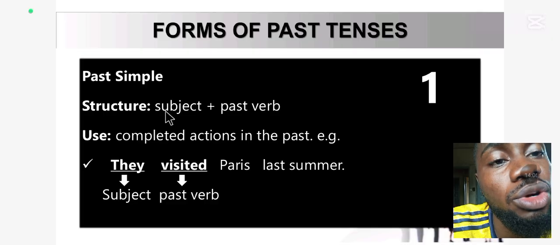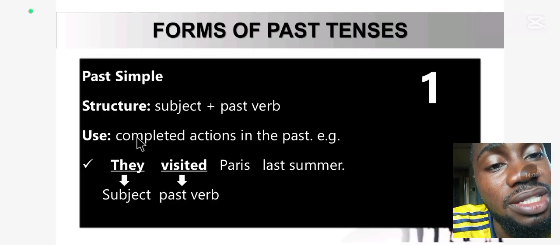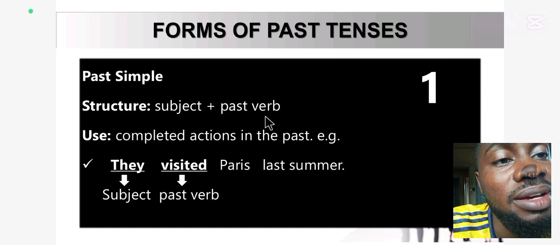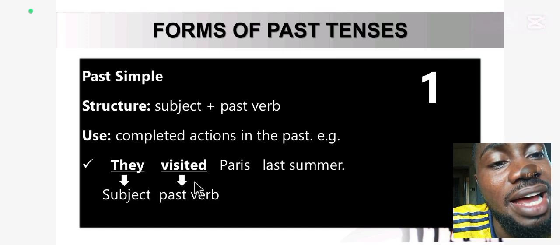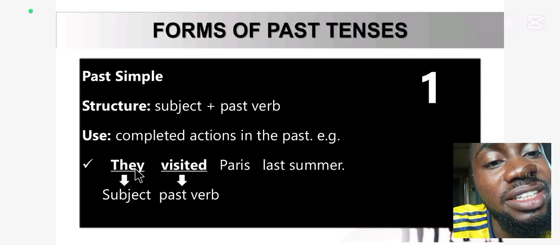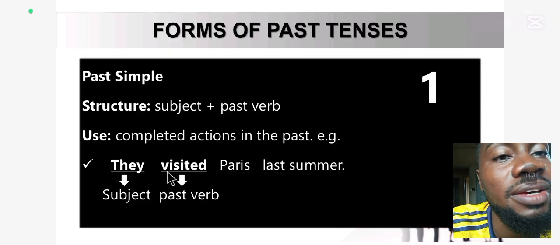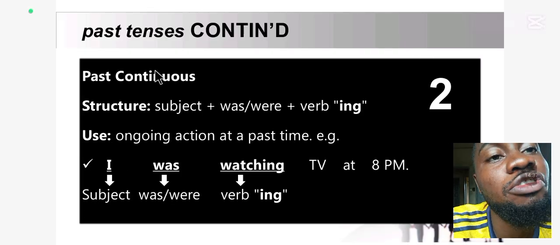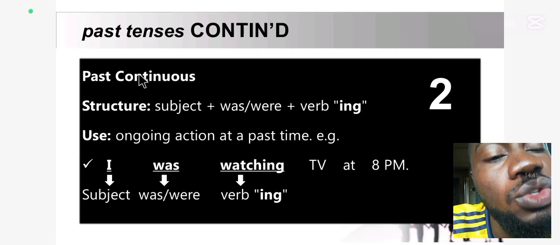Let's look at the structure. Does it have a subject? Yes, it has. They is the subject. Does it have a past verb? Yes, it has. Visited is a past verb. They visited is a past simple tense. Moving on. The second form of past tense is the past continuous tense.